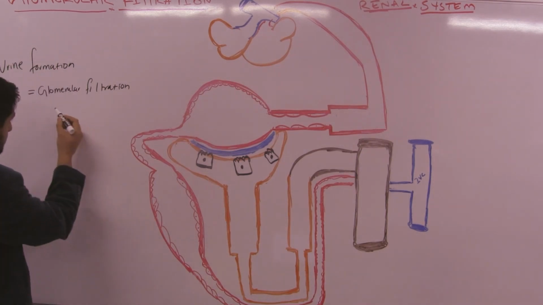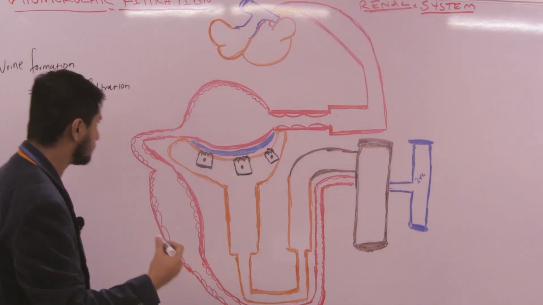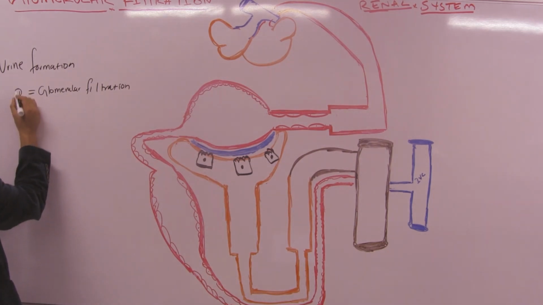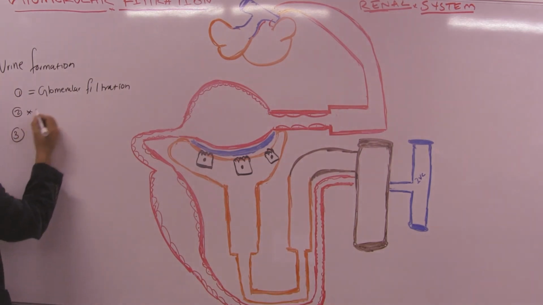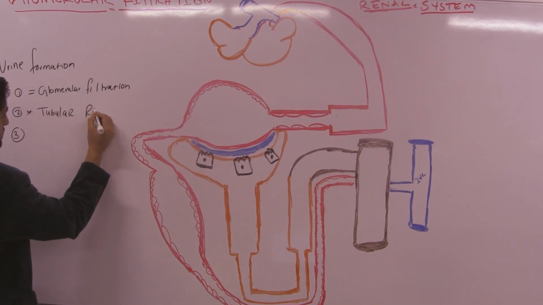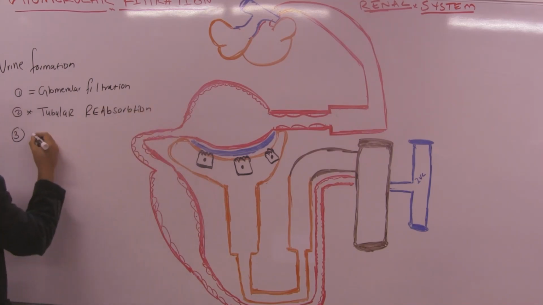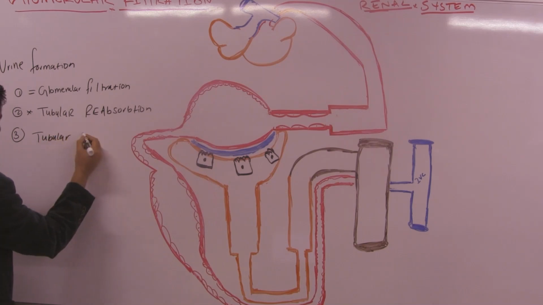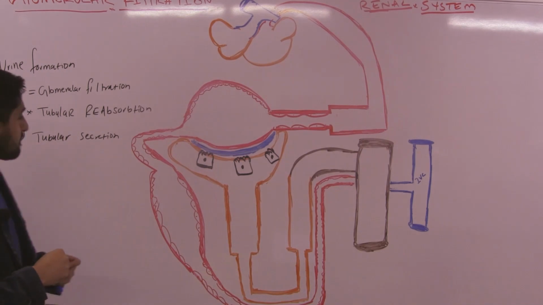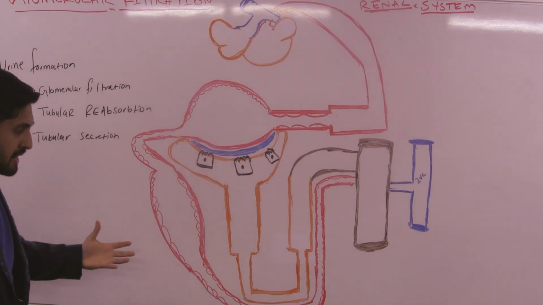But urine formation does not depend only on glomerular filtration. As I said, it depends on three different processes. One is glomerular filtration, and I'm going to write down 1, 2, and 3 here. The other one is going to be your tubular reabsorption. And then the third one is going to be your tubular secretion. We'll talk about what each of these means, but as we go, you'll get to understand more about it.